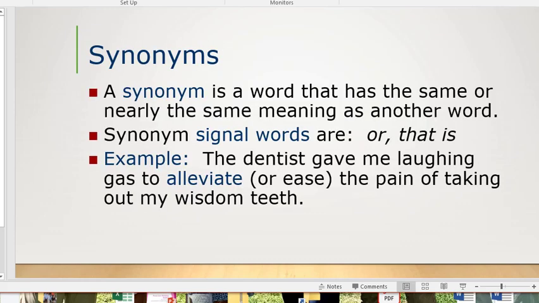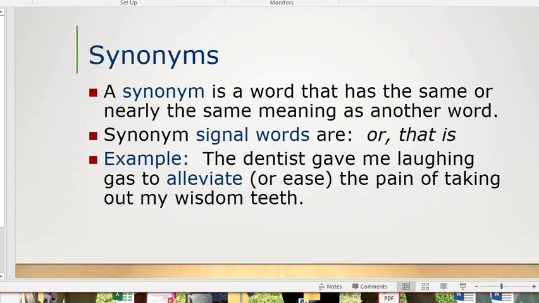So let's talk about synonyms first. A synonym is a word that has the same or nearly the same meaning as another word. There can be some signal words used with synonyms, such as "or" and "that is."